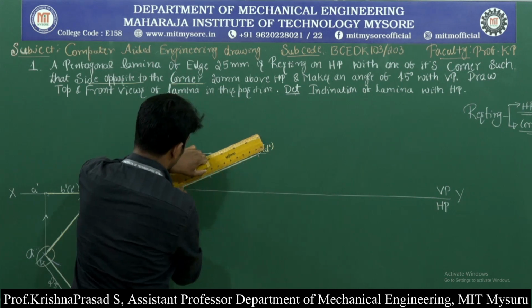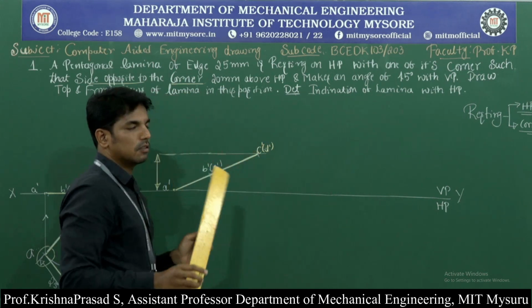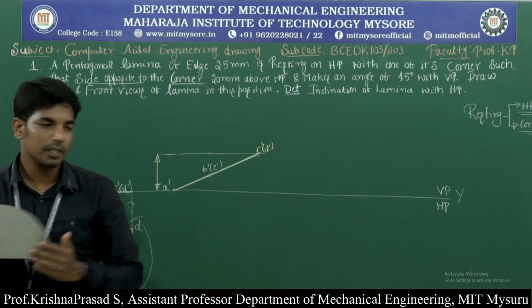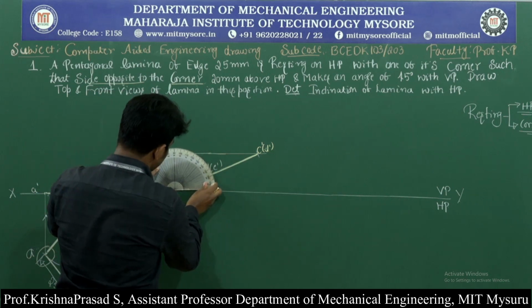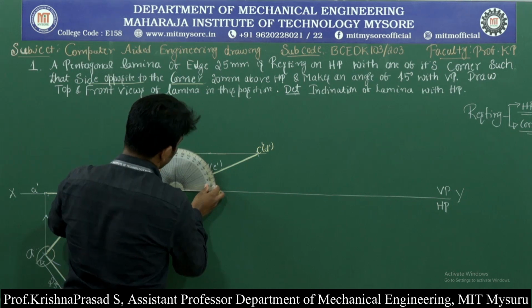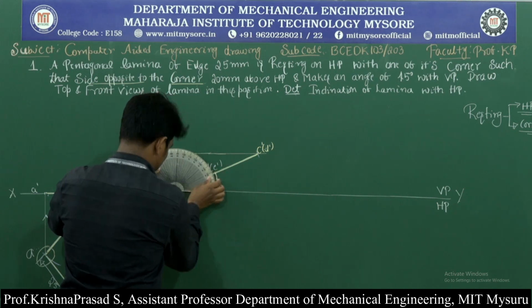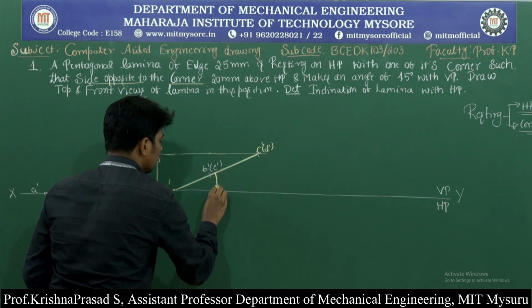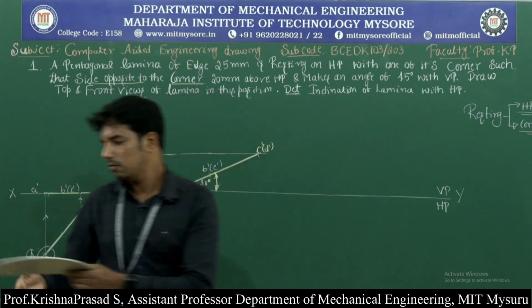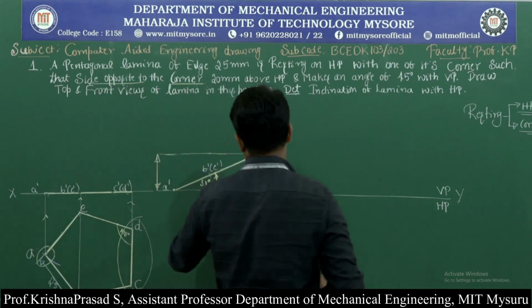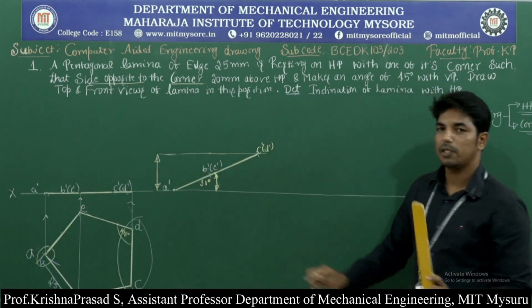with color chalks. Okay, now we need to find out the inclination with respect to HP. For that, place the protractor here and note down the angle. The angle we are getting here is 31 degree. Okay, so now we have found the angle of inclination with respect to HP.